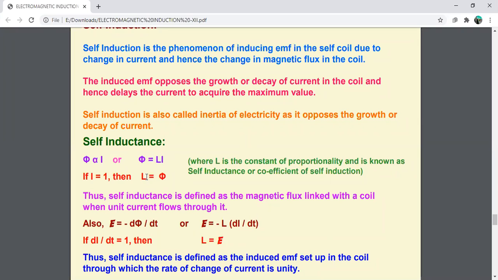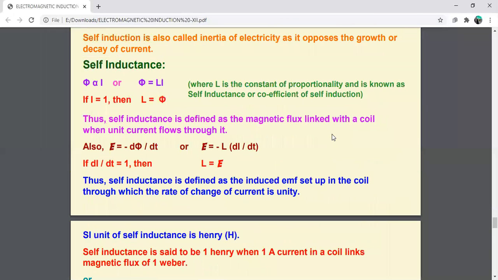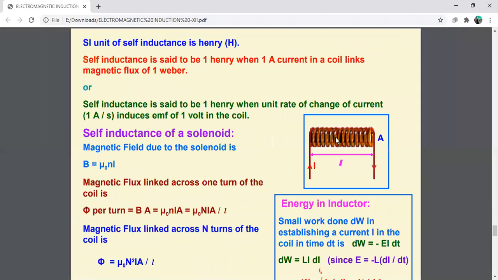So inductance depends on the area of cross section of the coil and the number of turns of the coil, as well as the magnetic permeability of the material inside the coil. If no material is inserted inside the coil, then self-inductance depends only on the area of cross-section of the coil. When iron is inserted, then mu naught will be replaced by mu, the relative permeability.